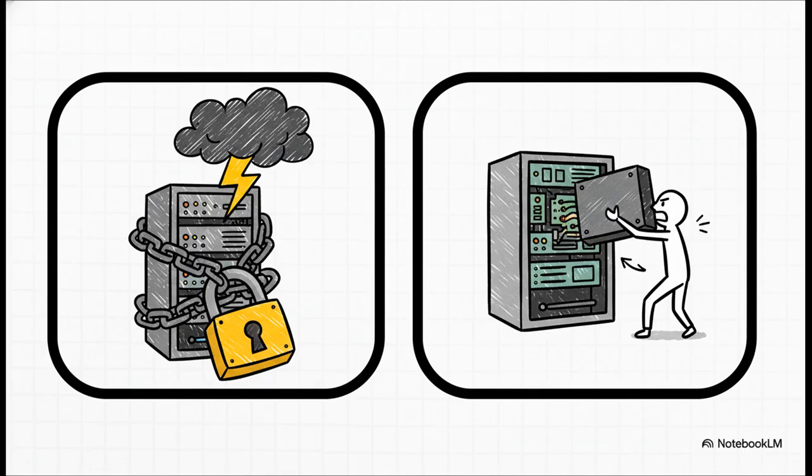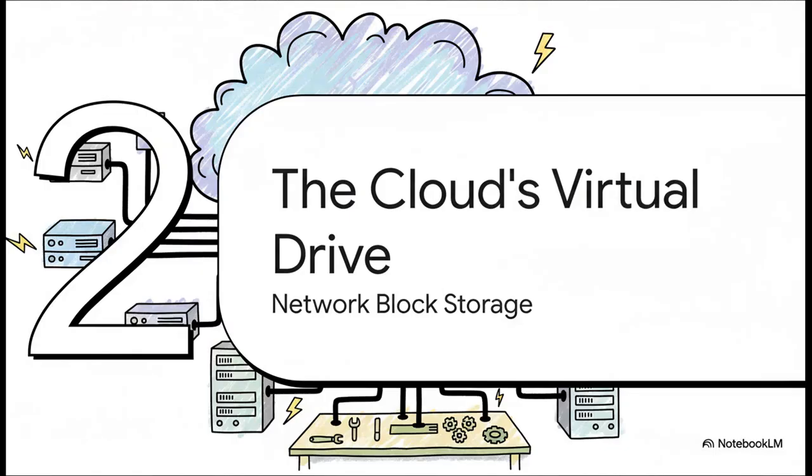That's a whole other world of pain. If you run out of space, you have to physically take the server offline, crack it open, and plug in a new drive. It's a manual, risky process that means downtime. Lots of downtime. So if that old way is so bad, how did the cloud fix it?